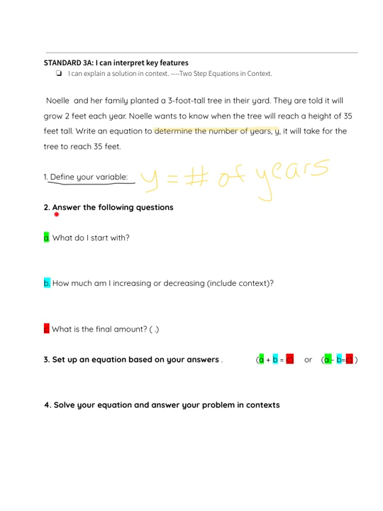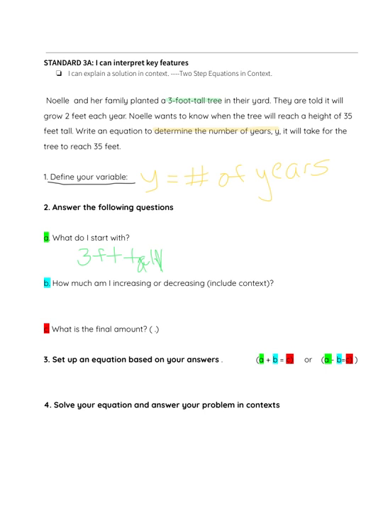All right, next, answer the following questions. We are going to figure out A, B, and C, because once we figure these things out, we can put them together to create an equation. So what do I start with? If we look right here, the tree is 3 feet tall. So we start with a 3-foot tall tree. That's our starting point. So I'm just going to put 3 feet tall.